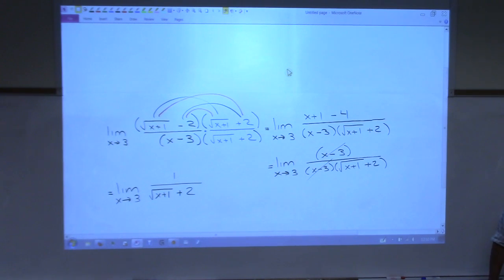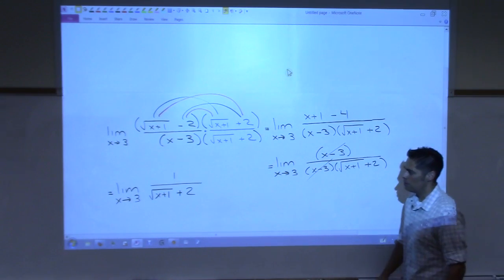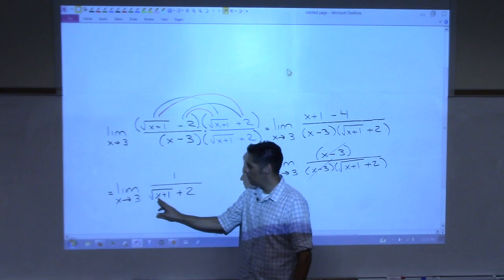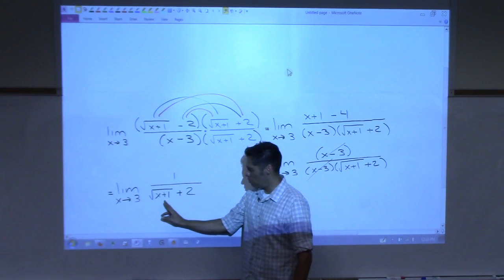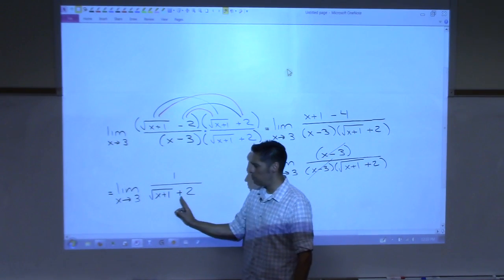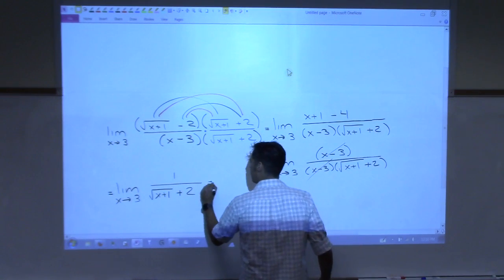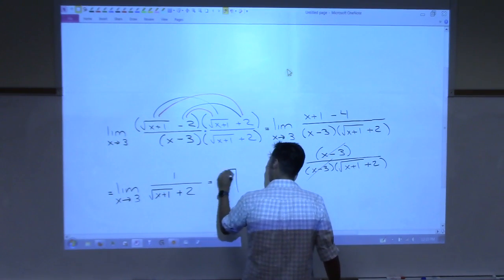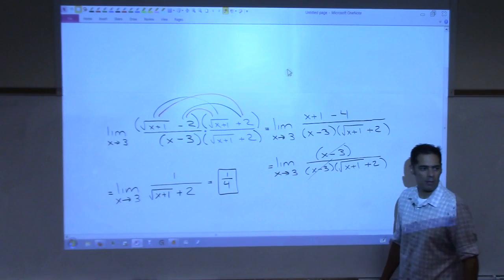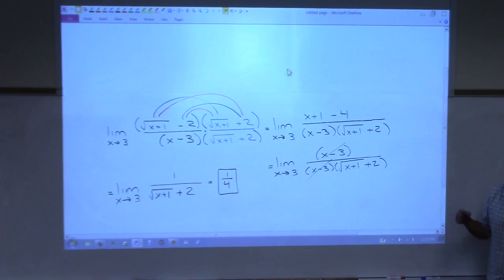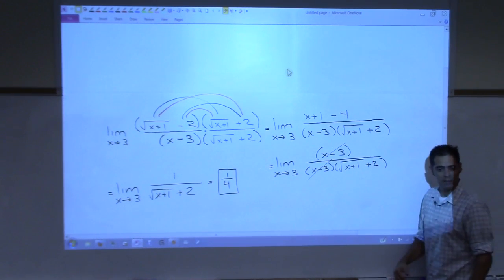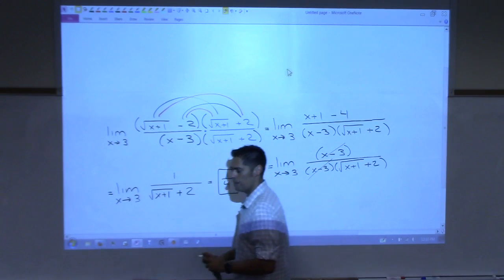Direct substitution, we should be in business. So we plug in 3 here. Drop the limit and plug it in. 4, root 4 is 2, plus 2 is 4, so 1 over 4, 1/4. That function is headed towards 1/4. As you get closer and closer to 3, that function was headed to 1/4.